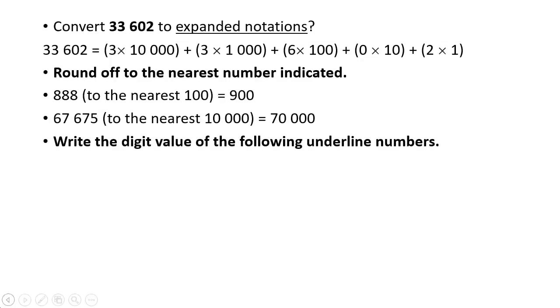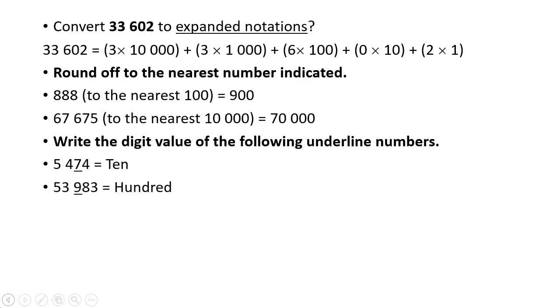So sometimes they say write the digit value of the following underlined numbers. They give you a sum that is saying 5,474, but then they underline 7. Now you need to look at 7. Where is 7? Is it at the 1's, or the 10's, or the 100's, or the 1000's, or the 10,000's? When you look at that one, 7 is in the place of the 10's. So your answer is 10.